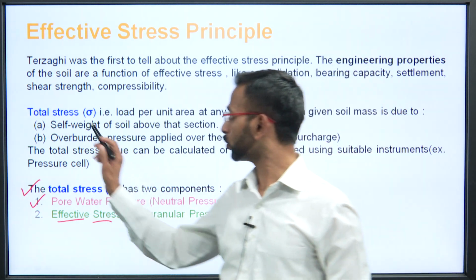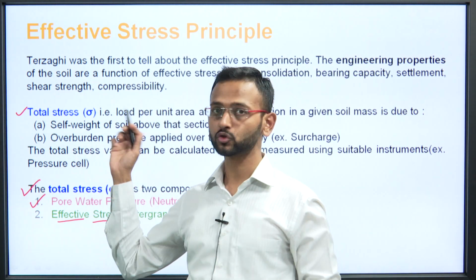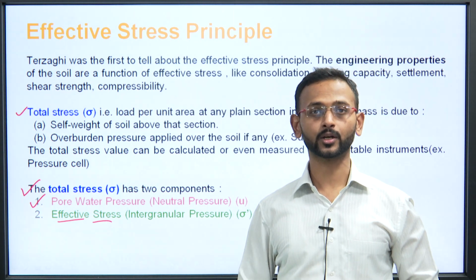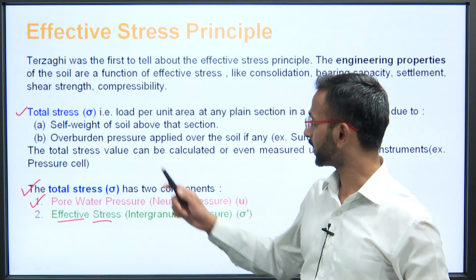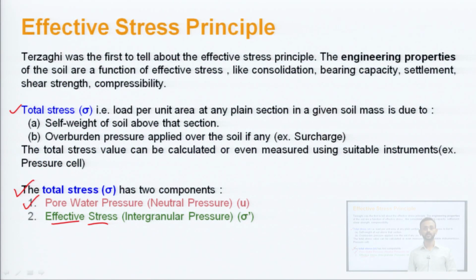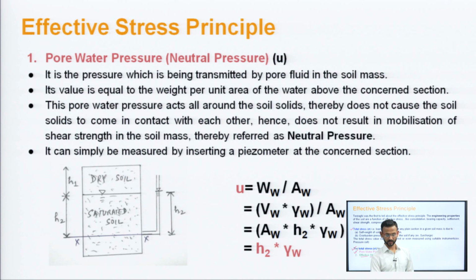So, how do we calculate the total stress? That we have already discussed, that it is the self weight of the soil above that section, above the concerned section that we are trying to understand here. Then the second thing is the overburden pressure. If any surcharge or extra load is applied, then that portion will be covered here as the total stress. So, when we go on for the different cases that we will be analyzing here, we will be seeing what is the overburden pressure and how will we consider the self weight of soil above that section.